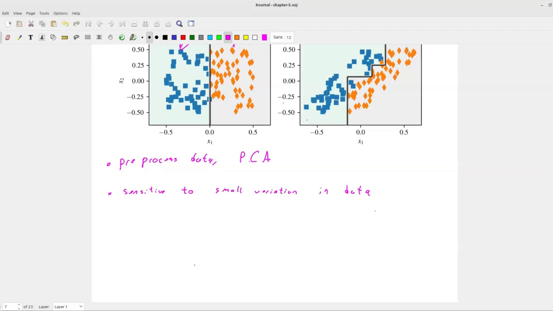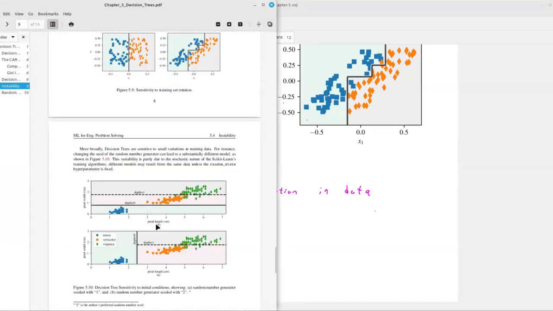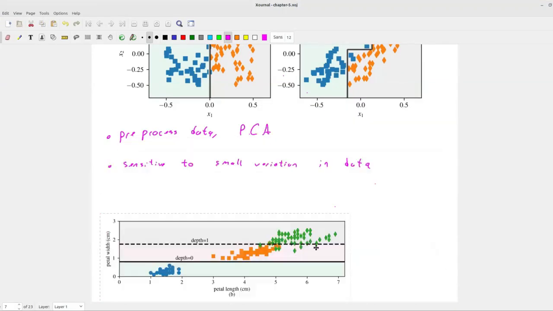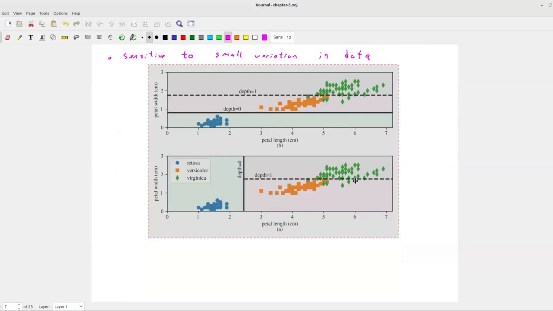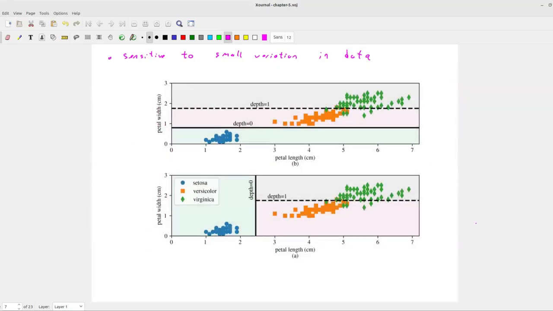So what we'll show now is what happens when you have two different number seeds. So this is seed number 1 in Python, and you can see that I've built a depth 0 and a depth 1, and it classifies setosa from the versicolor and virginica very well, actually.